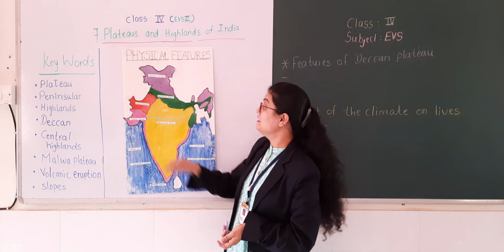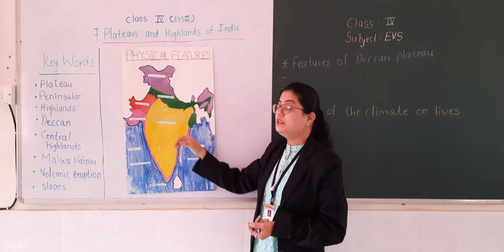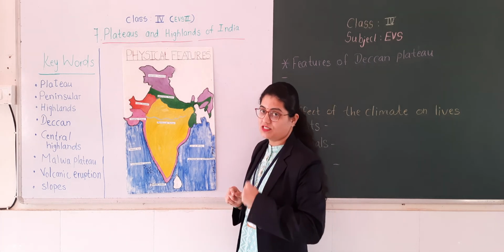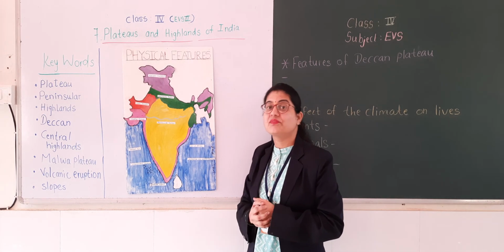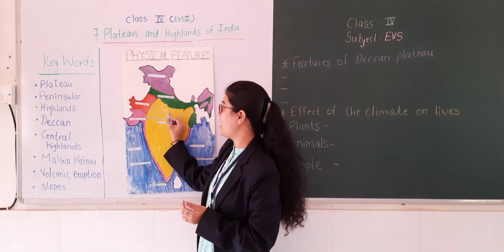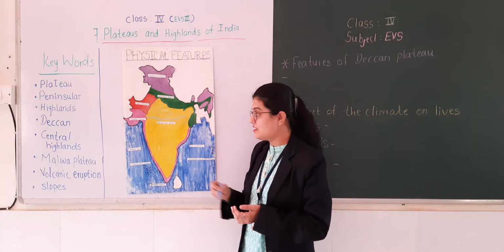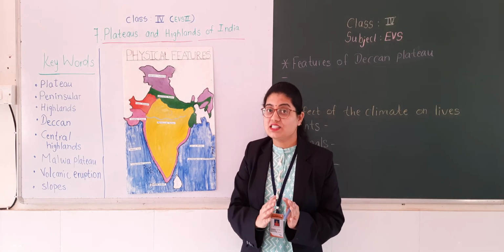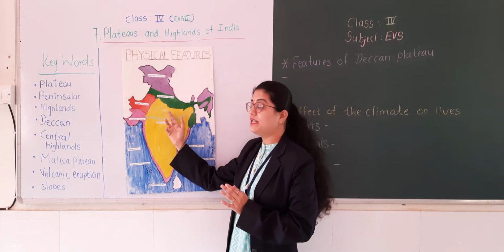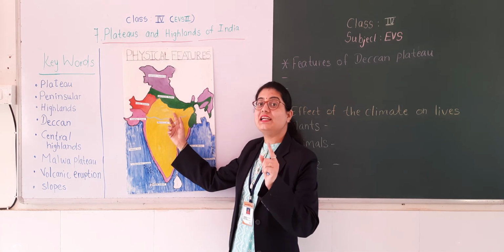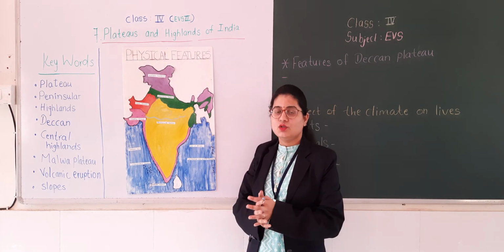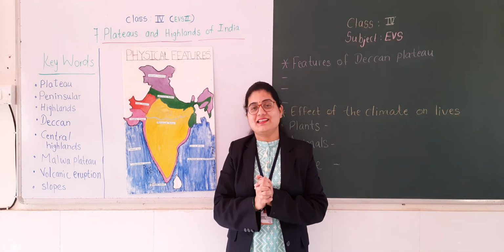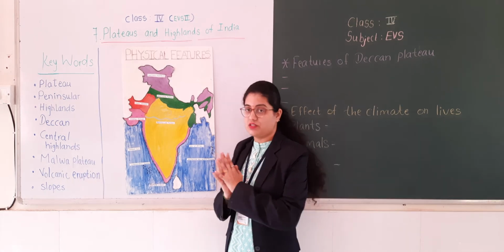Okay, and due to the Narmada river, these peninsular plateaus have two parts. Which parts are they? Yes, the first part is the Central Highlands and the second part is the Deccan Plateau. In the last session, we learned in detail about the first part, the Central Highlands. Do you remember what we learned about the Central Highlands? Yes, we learned about its features.